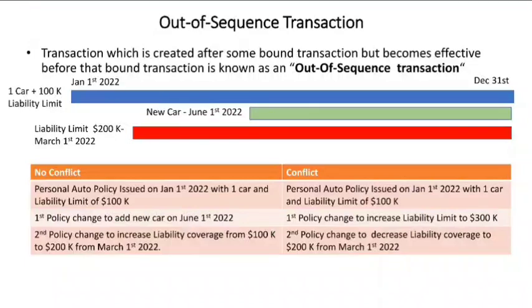When I say sequence, say you issue a policy on January 1st, 2022, and your first policy change is on June 1st, any subsequent transactions can be on or after June 1st. It will not be prior to June 1st. If it happens, then we call that out of sequence. Now, it can happen for a policy change or any kind of transaction like renewal or cancellation, but this is the overall concept. Every time you have an out of sequence, we have two flavors.